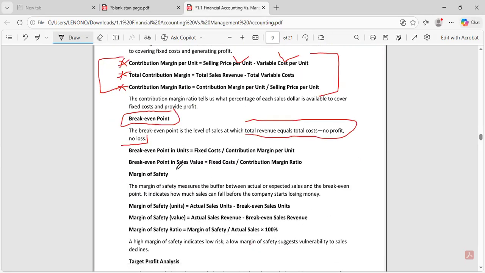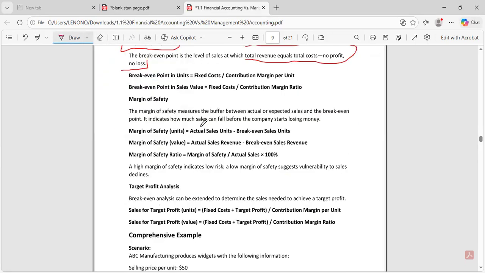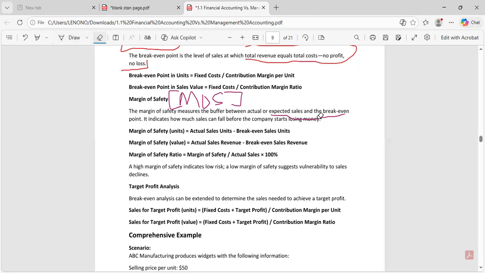Now, the margin of safety, MOS. These are units of the commodity that we produce above the break-even point in order to achieve a profit. So the margin of safety measures the buffer between actual or expected sales and the break-even point. It indicates how much sales can fall before the company starts losing money.